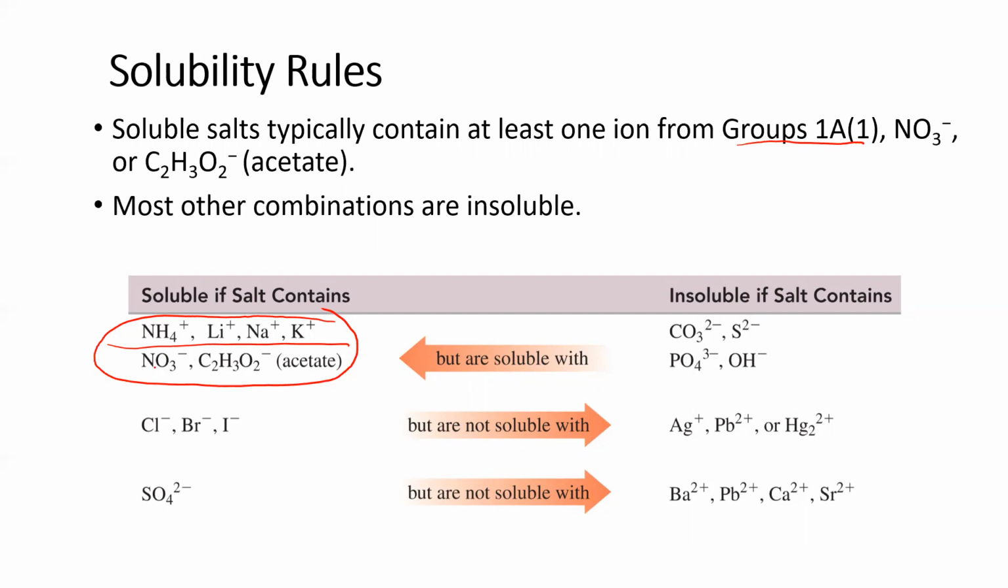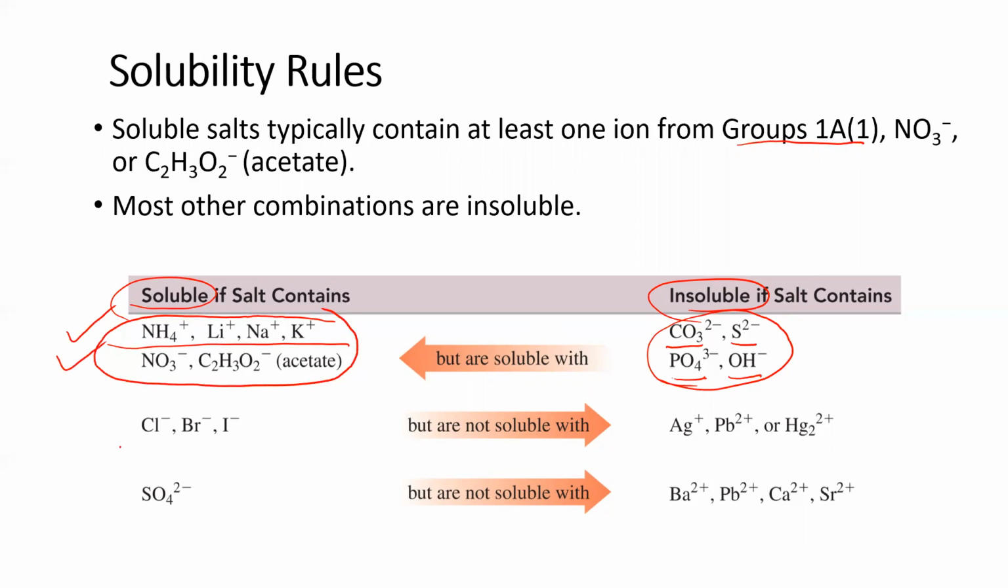Most other combinations are insoluble. So this can be a little tricky, especially when you look at this. You have soluble salts, insoluble. What they're trying to say is all these anions, carbonates, sulfides, phosphates, hydroxides, those all tend to be insoluble, right? These are pretty much always soluble.